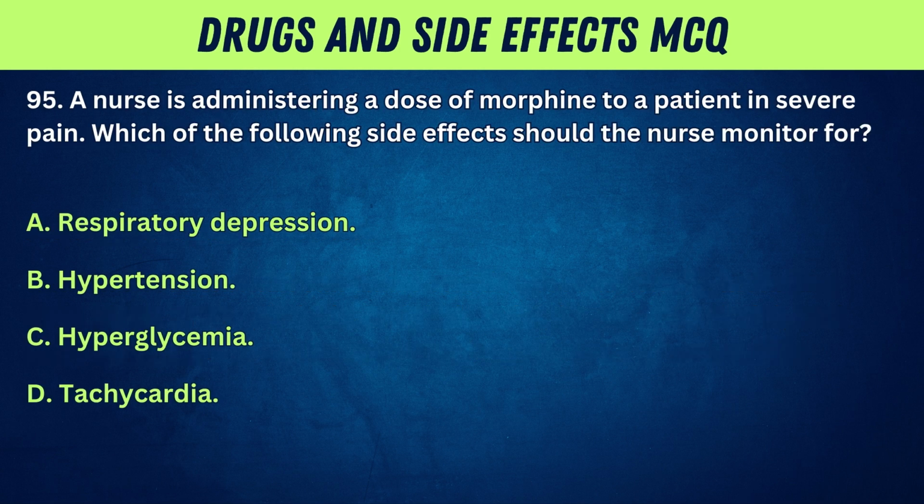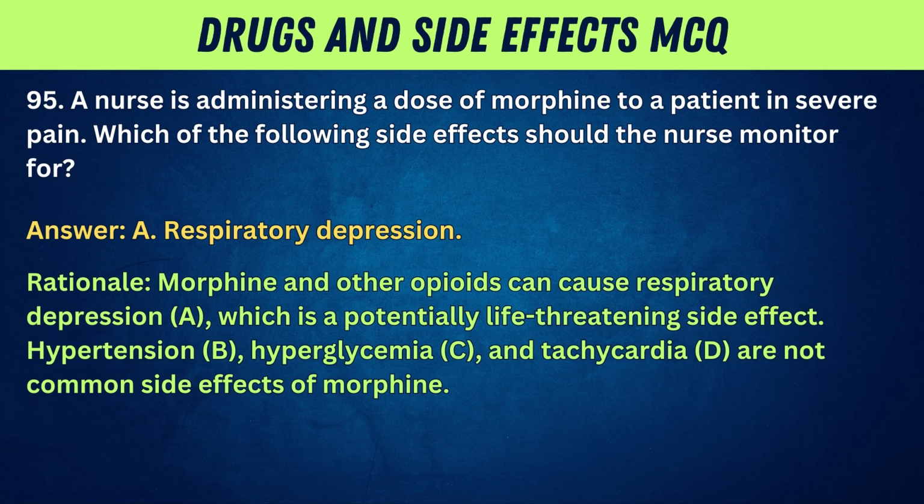95. A nurse is administering a dose of morphine to a patient in severe pain. Which of the following side effects should the nurse monitor for? A. Respiratory depression. B. Hypertension. C. Hyperglycemia. D. Tachycardia. Answer: A. Respiratory depression. Rationale: morphine and other opioids can cause respiratory depression, which is a potentially life-threatening side effect. Hypertension, B, hyperglycemia, C, and tachycardia, D, are not common side effects of morphine.